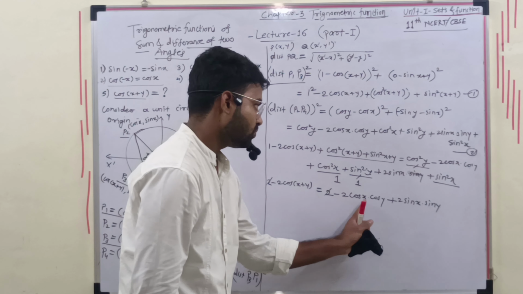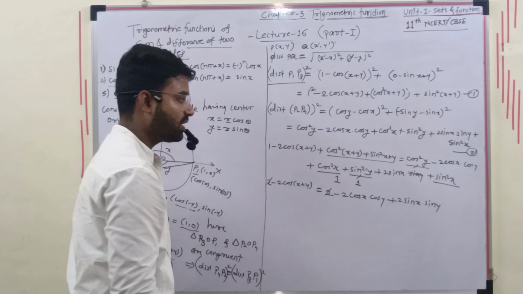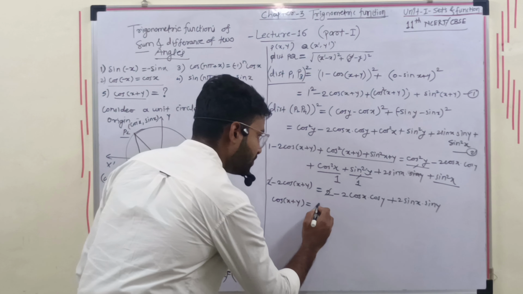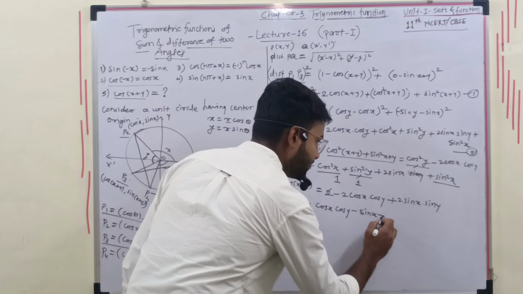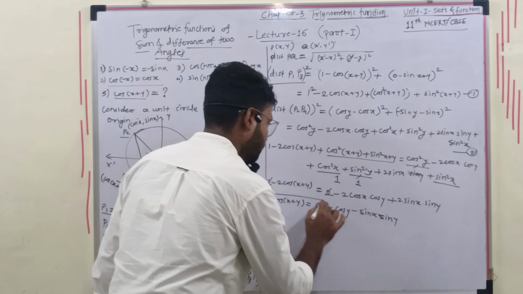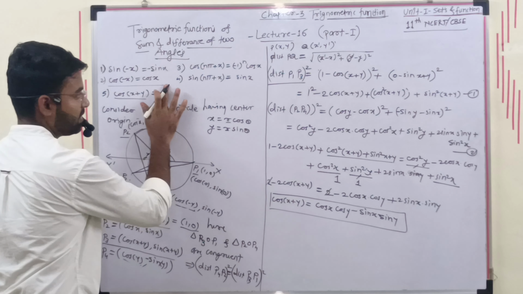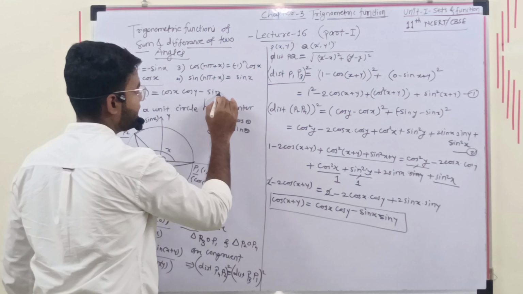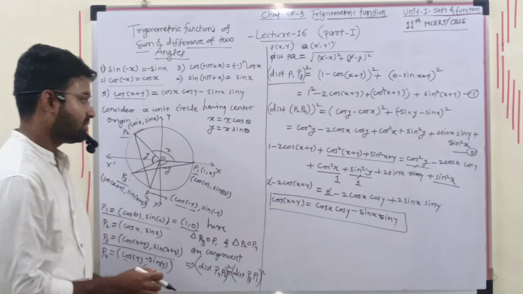Here minus 2 is common; the 2 gets cancelled, then multiplying both sides by minus, you will get cos of x plus y is equal to cos x cos y minus sin x sin y. So this is what cos of x plus y is. This is the proof of the formula for cos of x plus y.